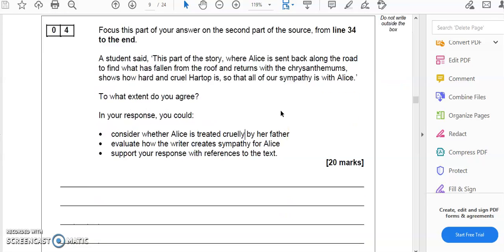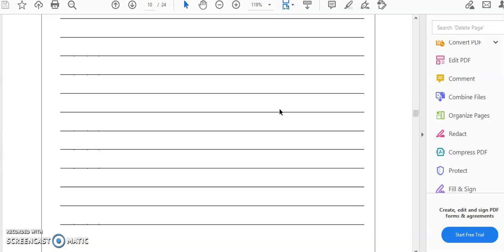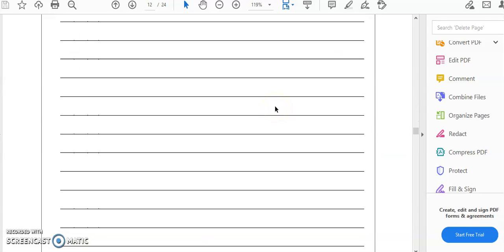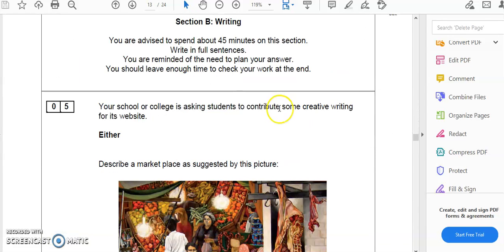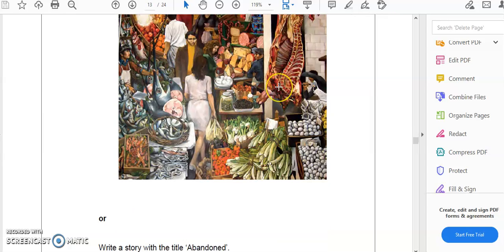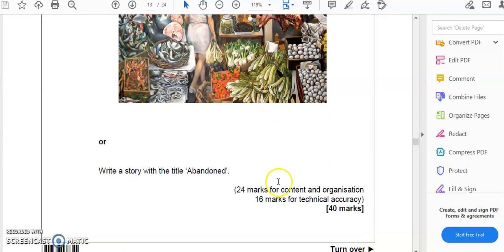Okay, so moving on now to question 5. Now remember, the thing about question 5 is that it's a lot of marks. You get a full 40 marks for this, right? And 16 of those marks are going to be for technical accuracy. One thing I want to say here: technical accuracy covers spelling, punctuation, grammar and syntax, right?